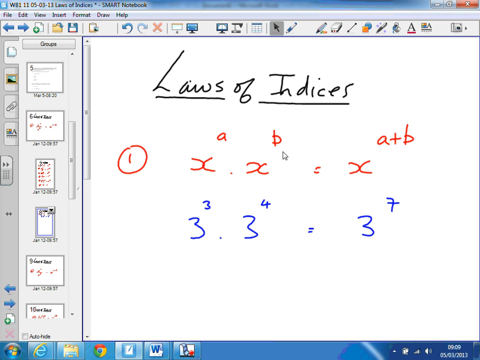And it's not difficult to see where it comes from, because 3 cubed means 3 lots of 3. 3 times 3 times 3. And 3 to the 4 means 3 times 3 times 3 times 3. So I've got 7 lots of 3, effectively, 3 to the power 7. So that's the first law of indices.